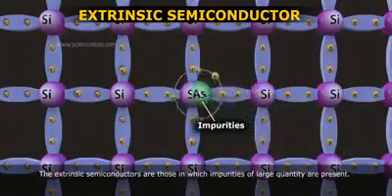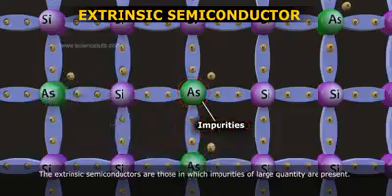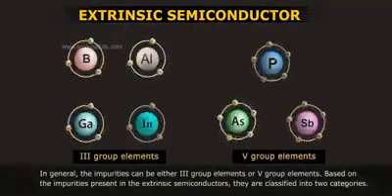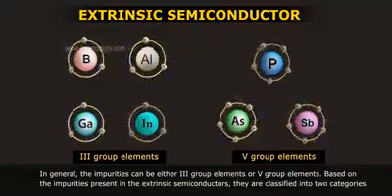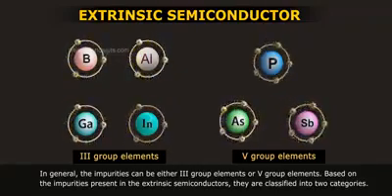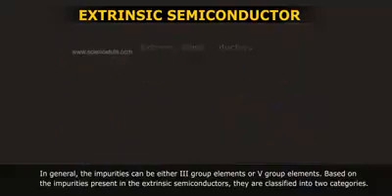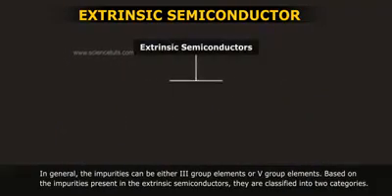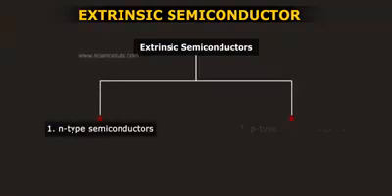The extrinsic semiconductors are those in which impurities in large quantity are present. In general, the impurities can be either third group elements or fifth group elements. Based on the impurities present in the extrinsic semiconductors, they are classified into two categories: 1. N-type semiconductors and 2. P-type semiconductors.